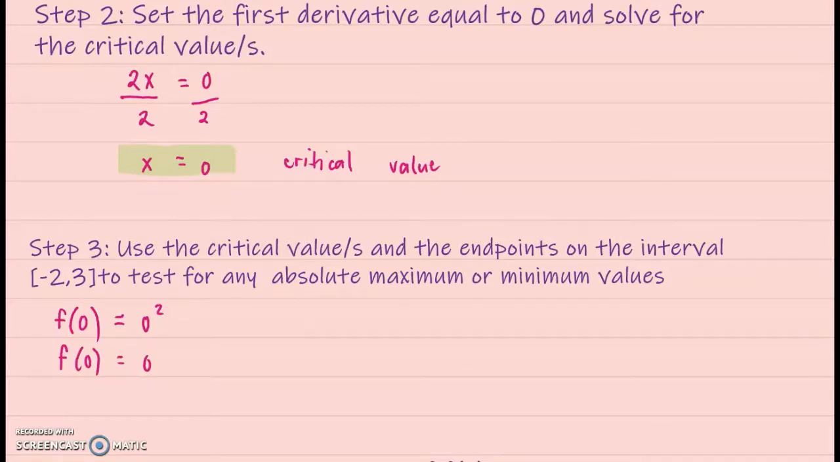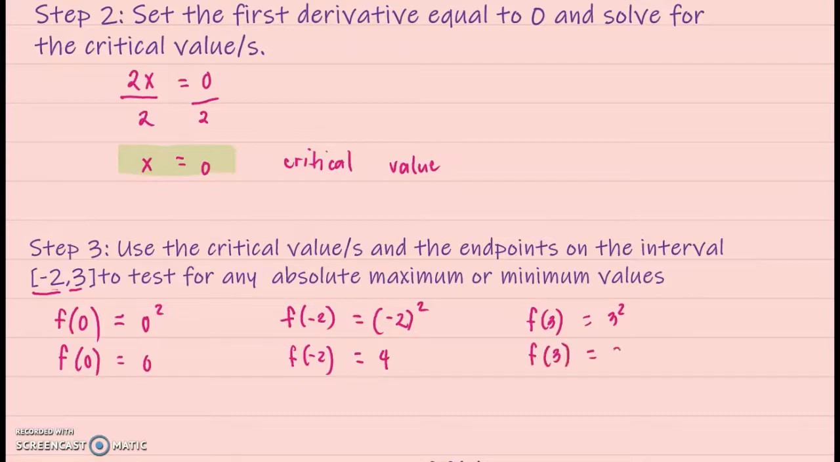Next, we are done with evaluating our function using our critical value. So we will go now to the endpoints of our interval. First we have -2. So we will have f of -2, that's equal to -2 squared. So f of -2 is 4. And we have 3, so f of 3 is equal to 3 squared. F of 3 is equal to 9.